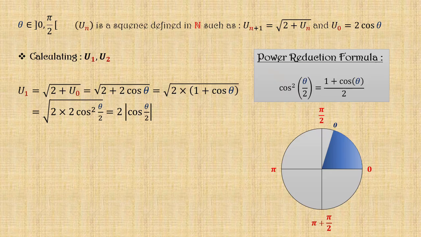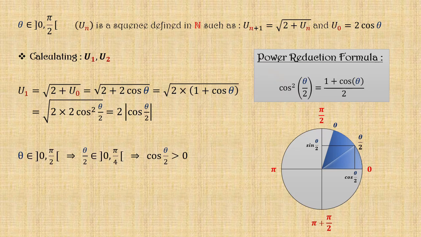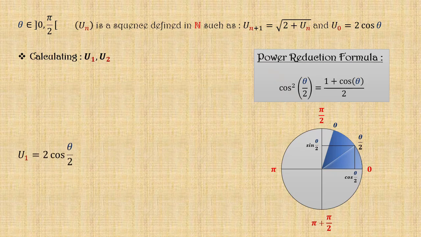Now, as it is shown in the unit circle that appears, since our real number theta is within the interval 0 and pi over 2, then theta over 2 would be within the interval 0 and pi over 4. So the cosine of the angle that measures theta over 2 radians is strictly positive, which means that the absolute value of cosine theta over 2 equals cosine theta over 2. Therefore, the term u1 equals 2 times cosine theta over 2.